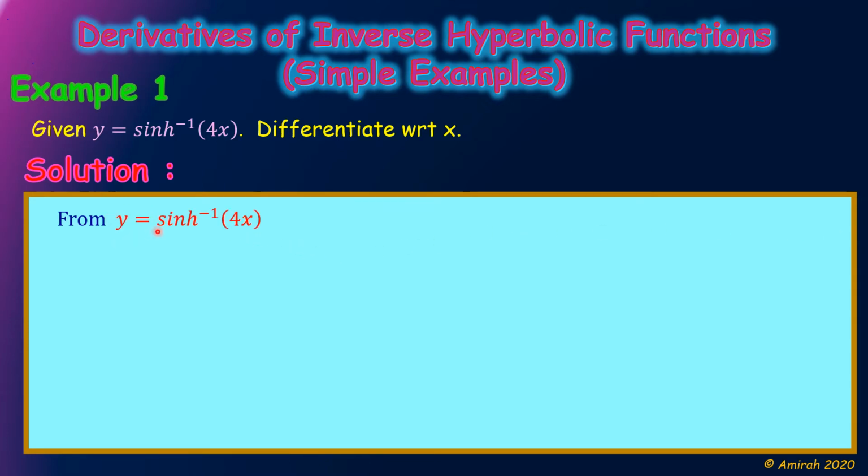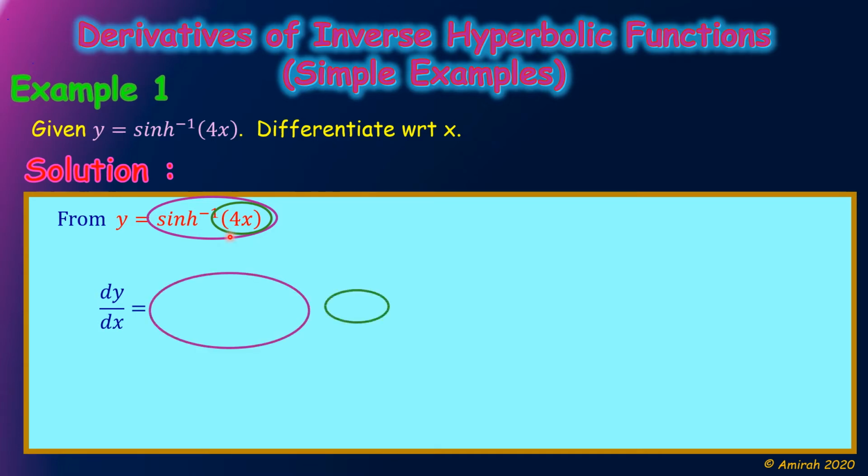From y equals inverse sinh 4x, when we differentiate y, the symbol should be dy over dx. And then we have a composite function here, meaning that 4x is inside the inverse sinh function. So we can draw two circles here, and then attach another two circles, and in between must be a multiplication operation.